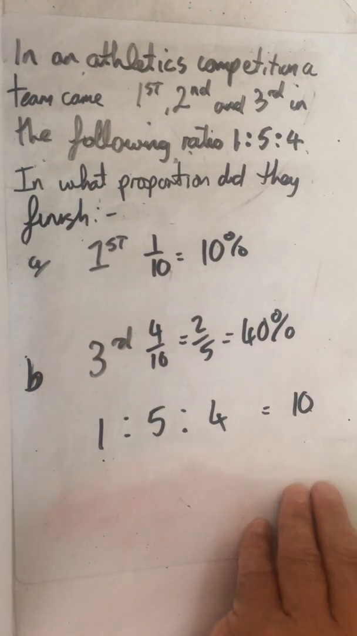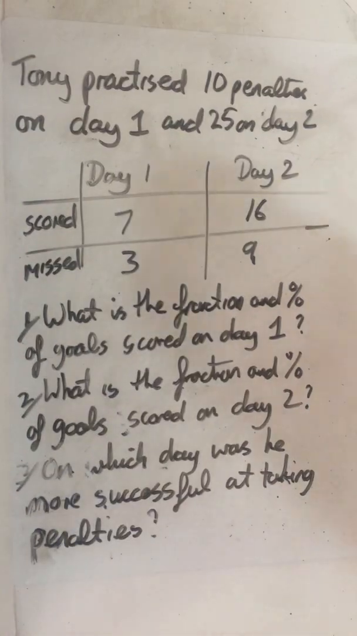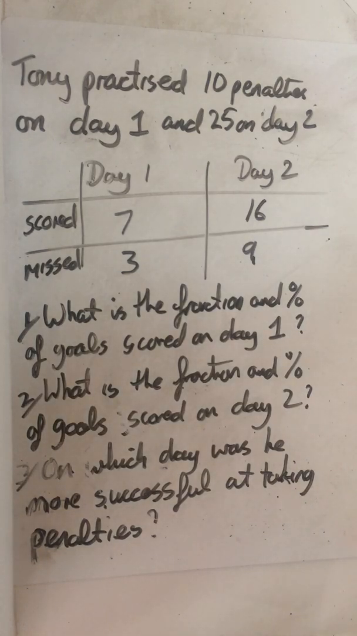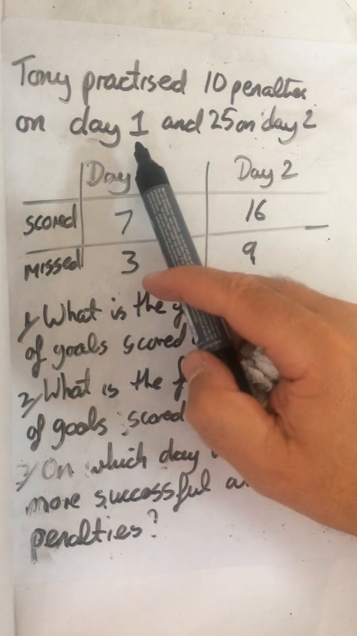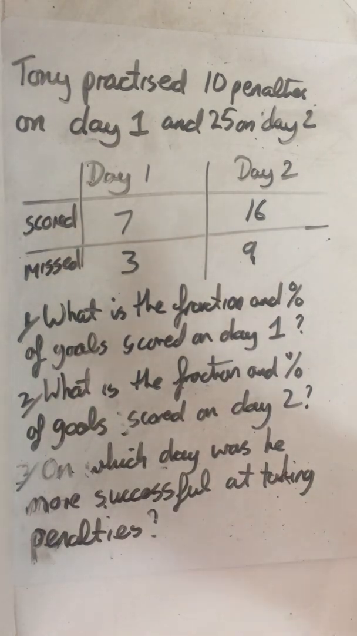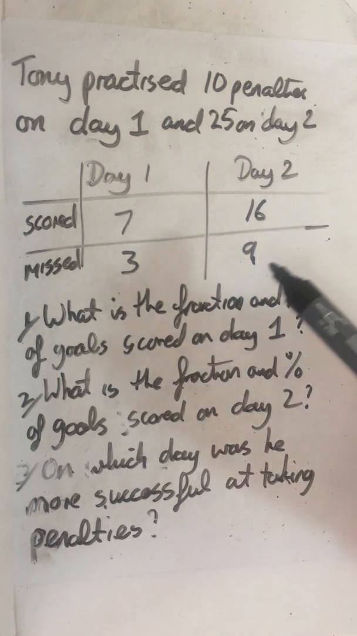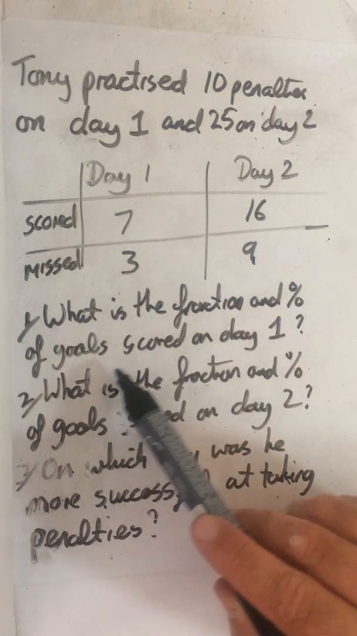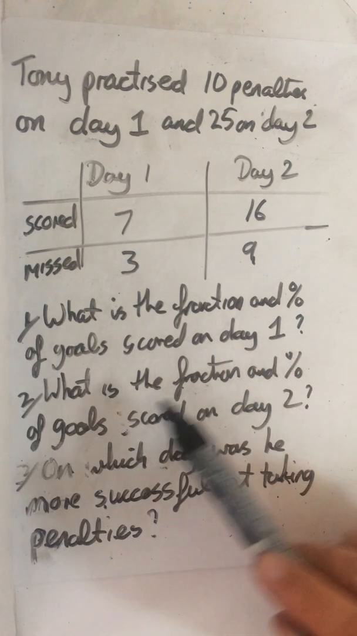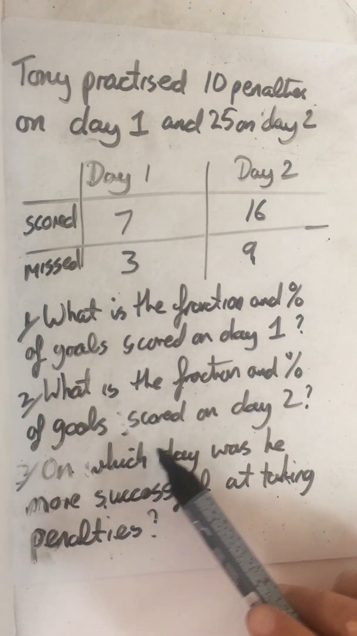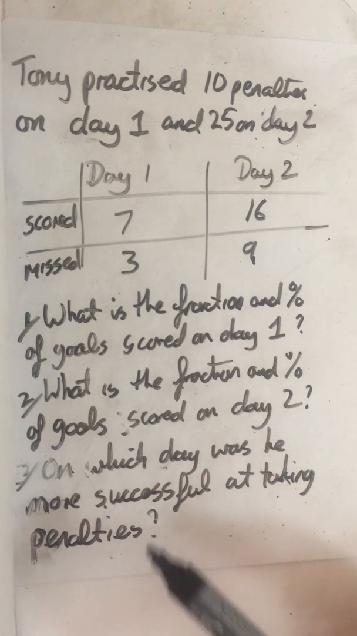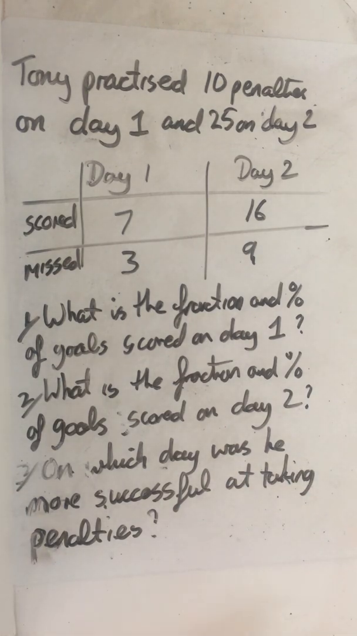Right, let's have a go at one more before you have a go yourself. This is quite a trickier one. Tony practiced 10 penalties on day 1 and 25 on day 2, and these are his results. Sorry, it's a bit messy. What is the fraction and percentage of goals scored on day 1? What is the fraction and percentage of goals scored on day 2? On which day was he most successful at taking penalties? Pause the video, please, and we'll go through those.